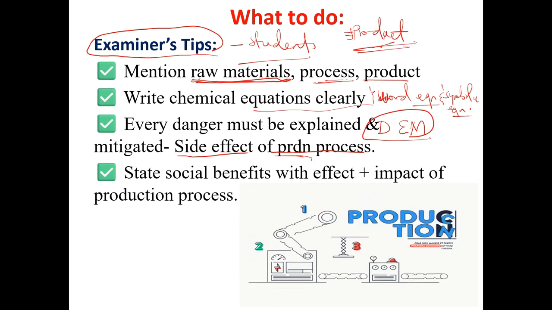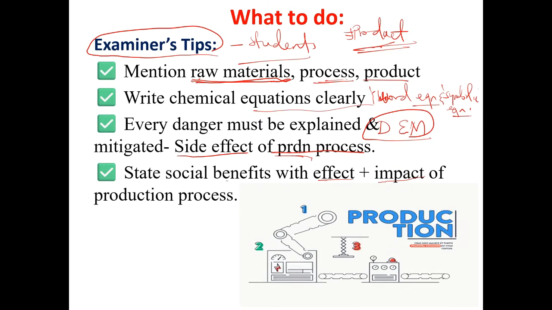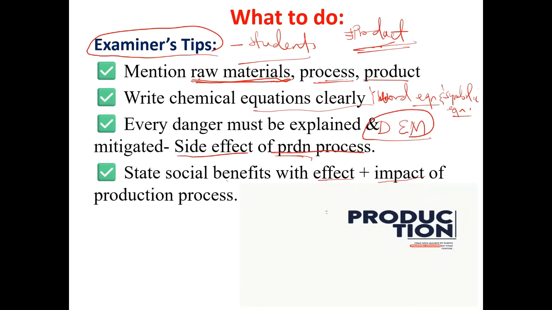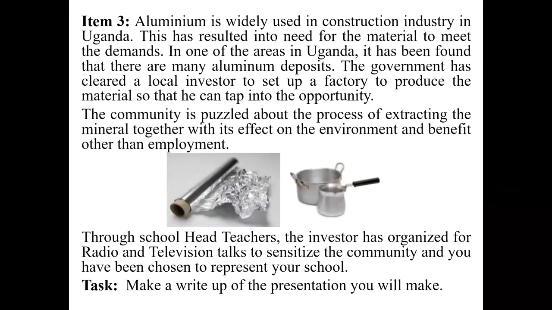Then social benefits, with effect and impact of the production process. So don't just say it is used for breathing. How? And what is its impact? So we need to look at all those. Let's look at one example, and then we can wind up with part 1.